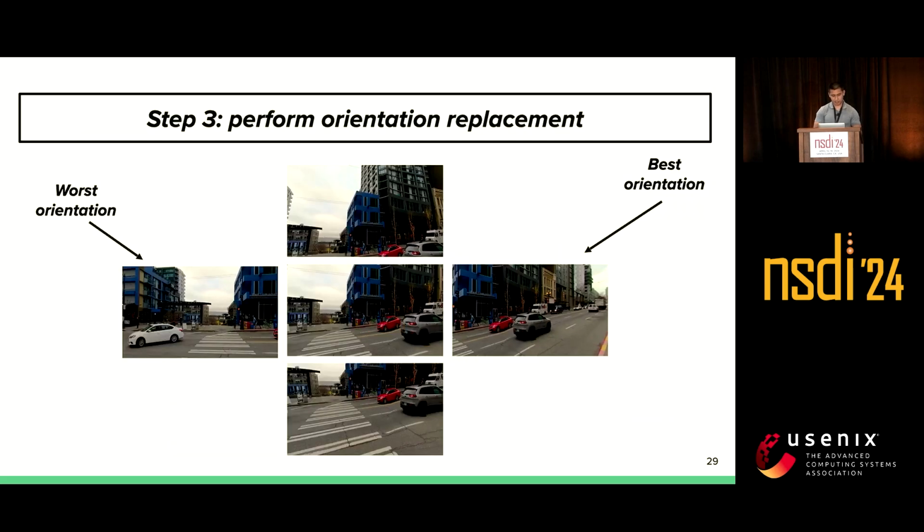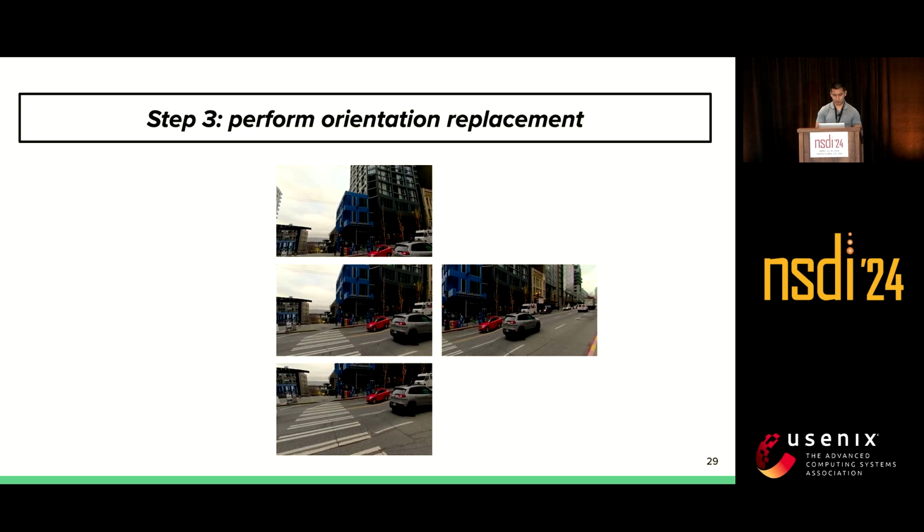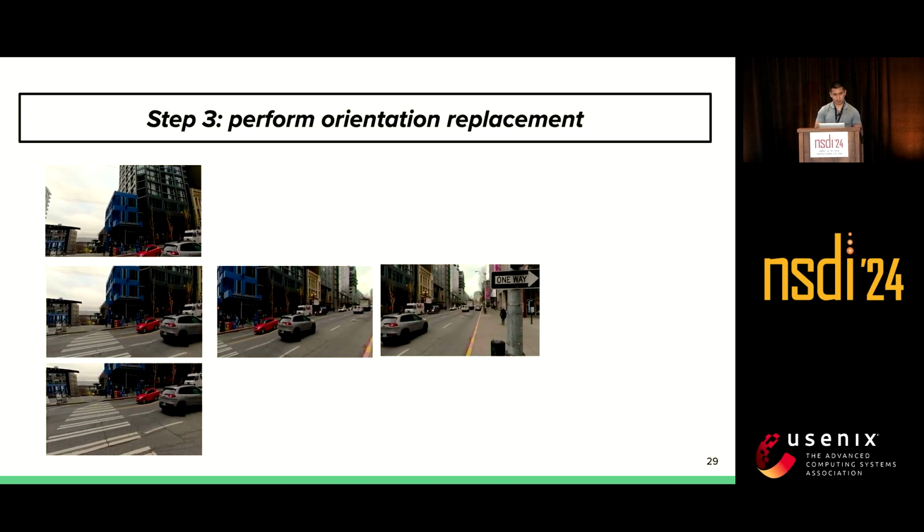So to recap, if the disparity between the scores of the best and worst orientations is high, we opt to remove the poor performing orientation in favor of this new, potentially more fruitful one.